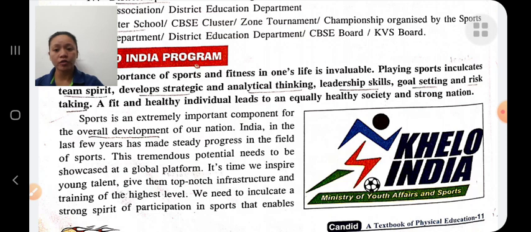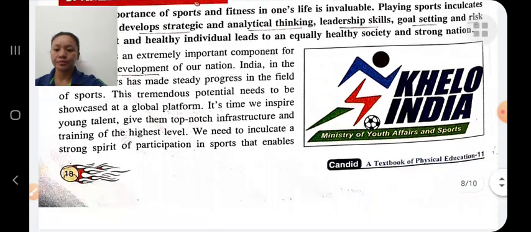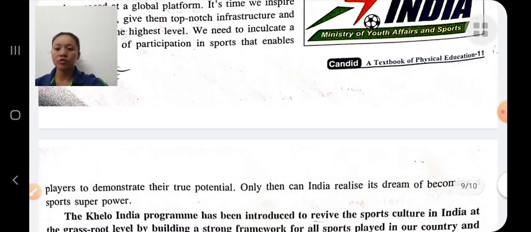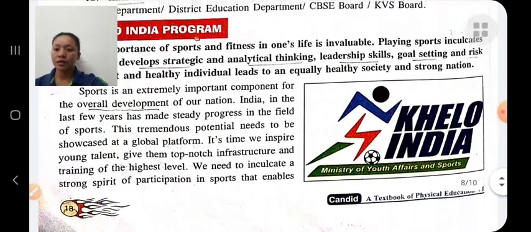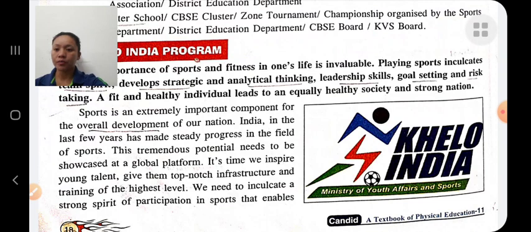We need to inculcate a strong spirit of participation in sports that enables players to demonstrate their true potential. Only then can India realize its dream of becoming a sports superpower. Okay, so the Khelo India program has been organized.